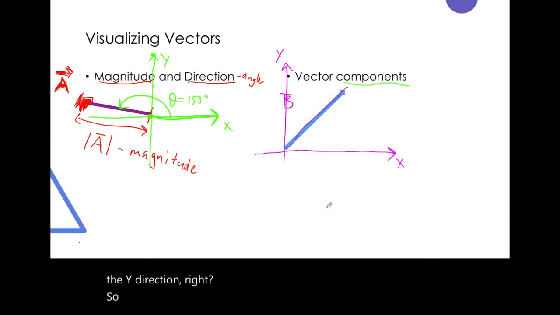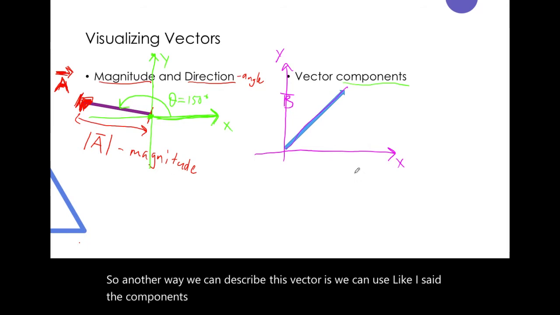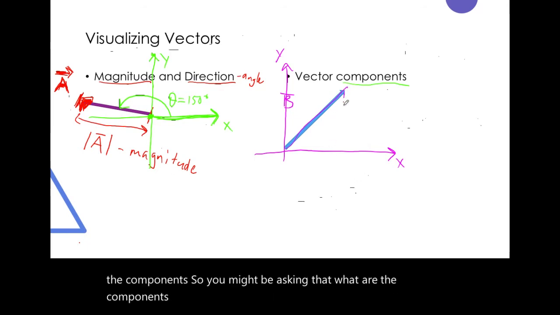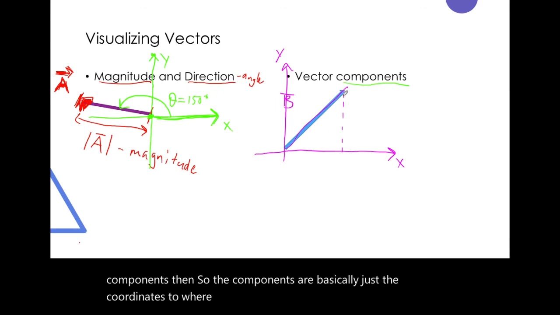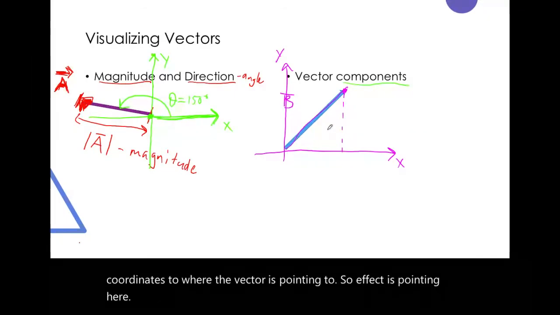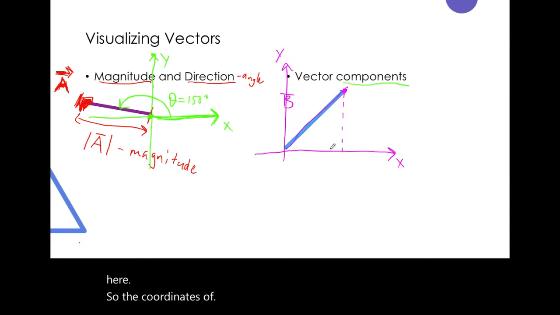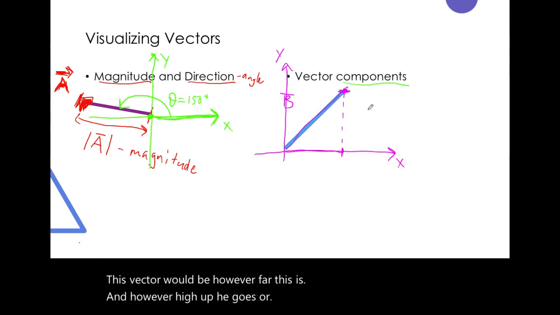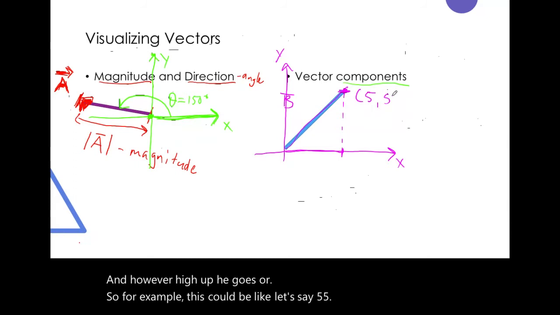So another way we can describe this vector is we can use, like I said, the components. You might be asking, what are the components then? The components are basically just the coordinates to where the vector is pointing. So the vector is pointing here. So the coordinates of this vector would be however far this is and however high up it goes, right? For example, this could be, let's say, 5, 5.